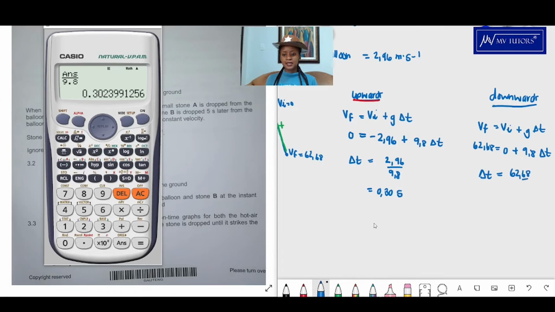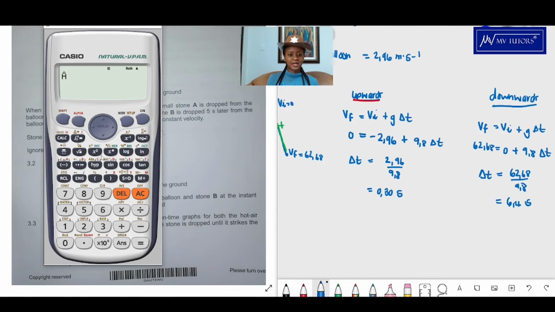62.68 divided by 9.8. Okay, so we have 62.68 divided by 9.8. And then the answer there is 6.395. If I round it up to 2 decimal places, that will be 6.4 seconds. But I'm going to also store this answer just in case.